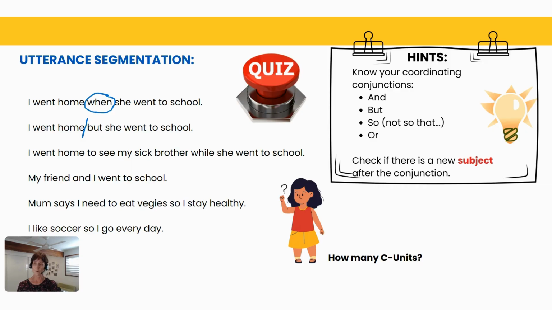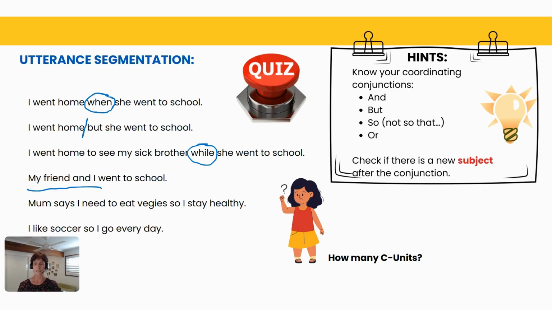The third one, I went home to see my sick brother while she went to school. While is the subordinating conjunction. So in this instance, even though there seems to be a new subject, it's one communication unit. What about the next one? My friend and I went to school. Well, my friend and I, in this instance, is the subject of the sentence, and we leave it alone. It's one communication unit.